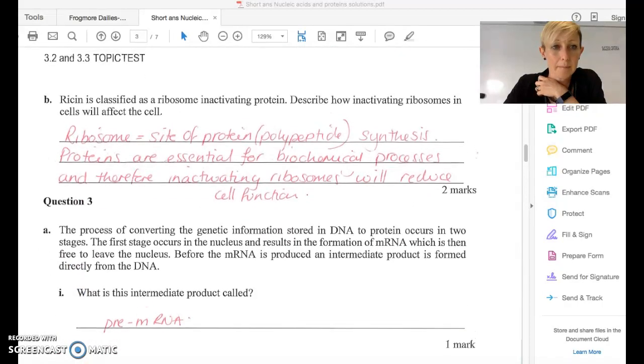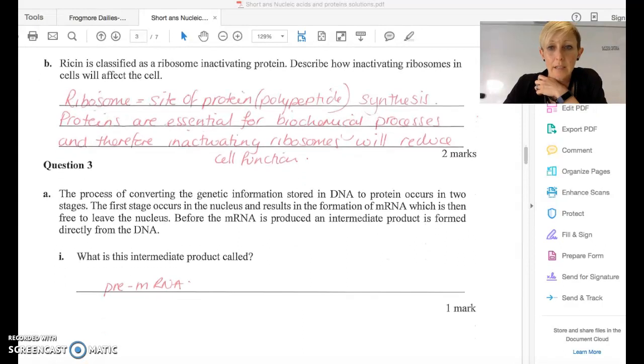Okay. B here talks about inactivation of ribosomes. To achieve both marks there, you need to be able to tell me that ribosomes are the site of protein synthesis. And if ribosomes are inactivated or turned off, proteins won't be made. And why are proteins involved in functioning of a cell? Well, because proteins are involved in most biochemical reactions, as you know. Therefore, if you knock out some of those proteins, you compromise many, if not all, of the cell's functions.